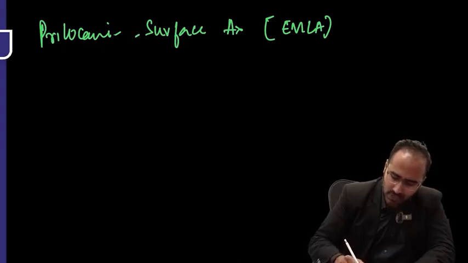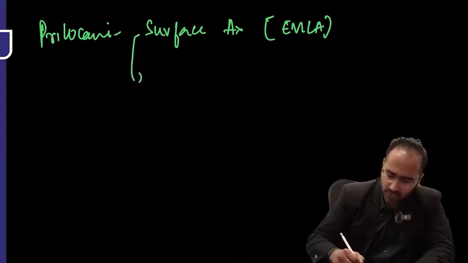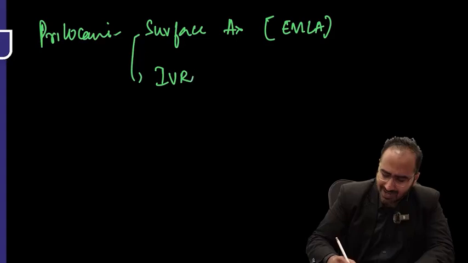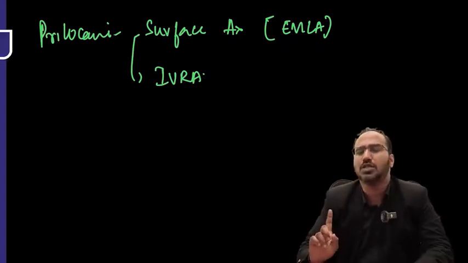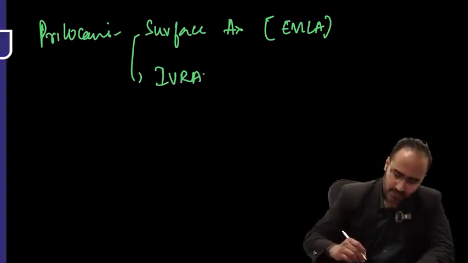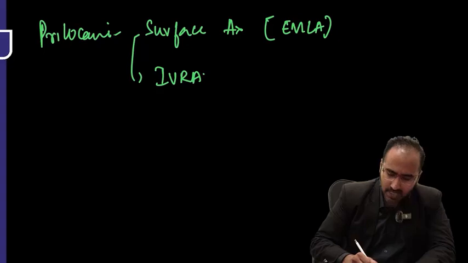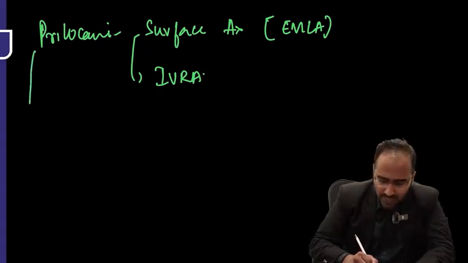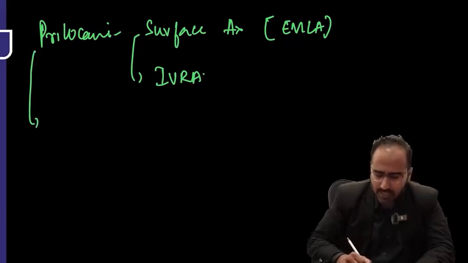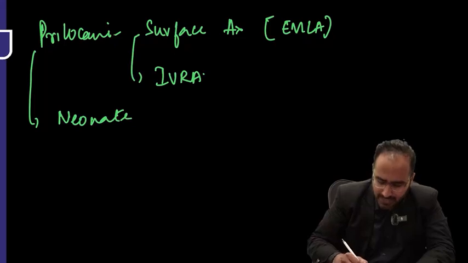Okay? And prilocaine can also be used for IVRA in addition to lignocaine. Lignocaine is a must-use drug in IVRA. But prilocaine, remember guys, should never be applied to a neonate. Prilocaine application is contraindicated in neonates.